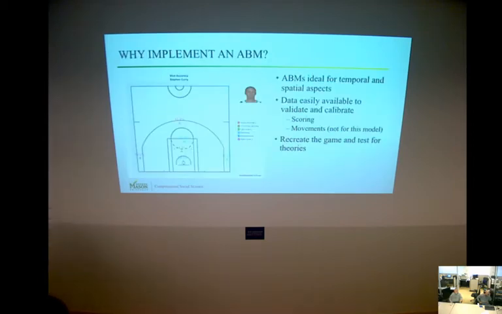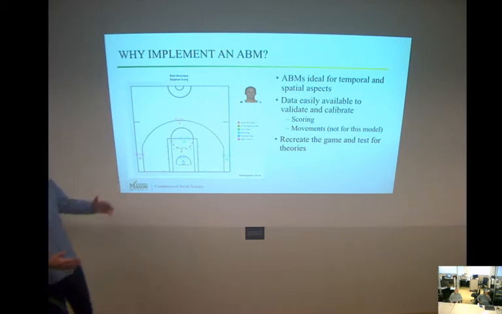The first is obviously the temporal aspect. Basketball is effectively broken up into 24-second slots, which is the shot clock. So the team has got to make a decision or execute a shot within those 24 seconds. That is a component of how the play comes out. So with an agent-based model, the agents can just work that out temporally. As well, a basketball court has a spatial aspect to it, so again, an agent-based model is ideal for that.